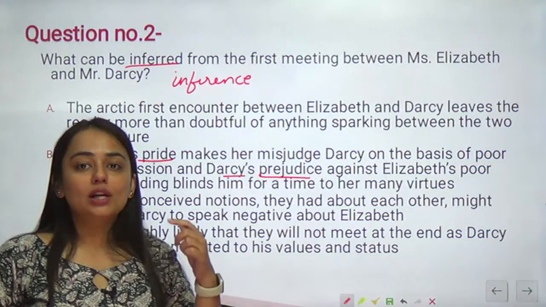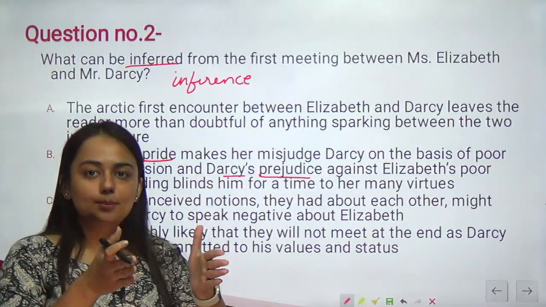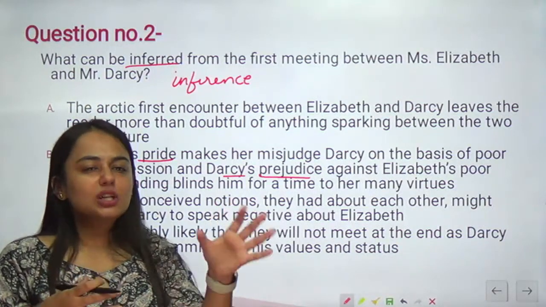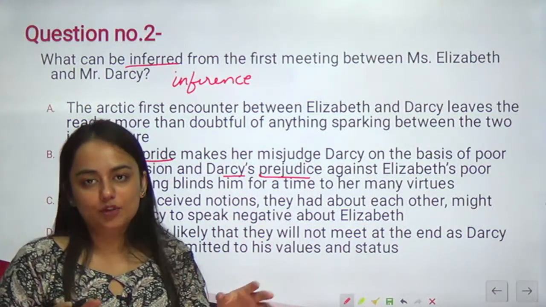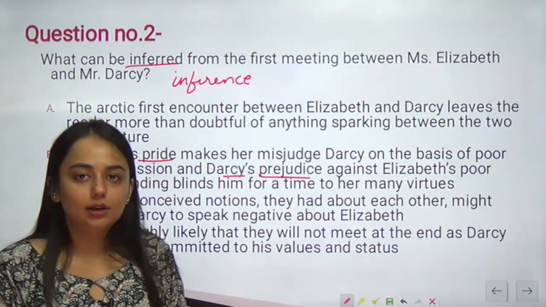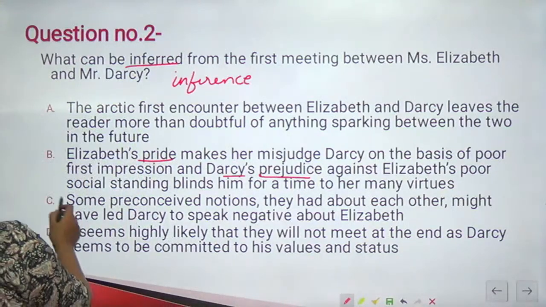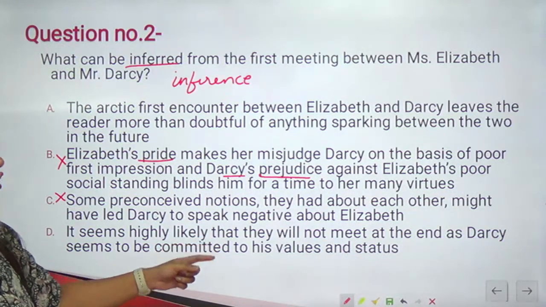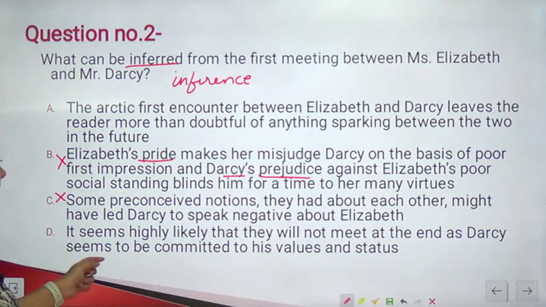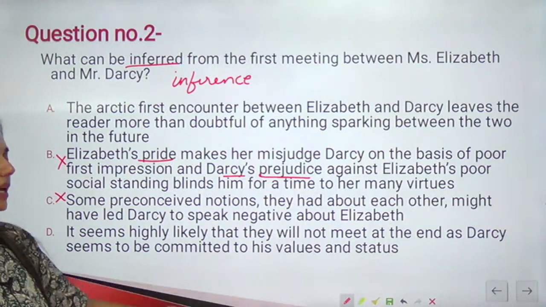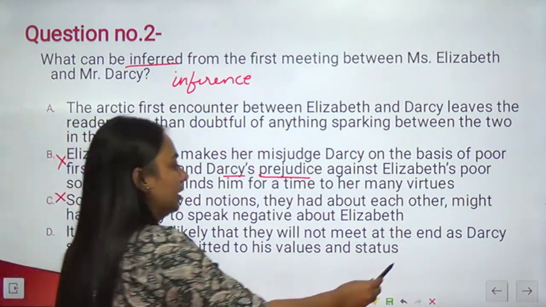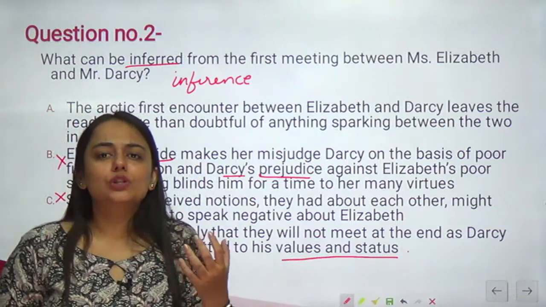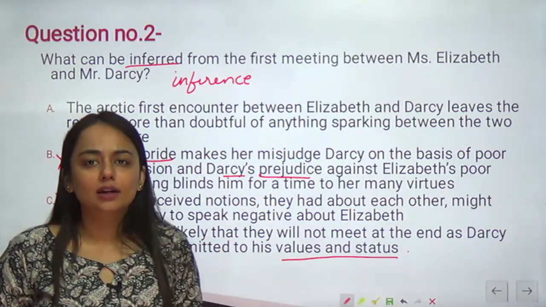So it was only on the basis of the first impression, you can say, the first face off they had, that he said that she is okay but not too handsome, which means she's not too good looking. So this we cannot go with. It seems highly likely that they will not meet at the end, as Darcy seems to be committed to his values and status. Now this is a misjudged kind of option. What kind of values and status would stop him from marrying her?